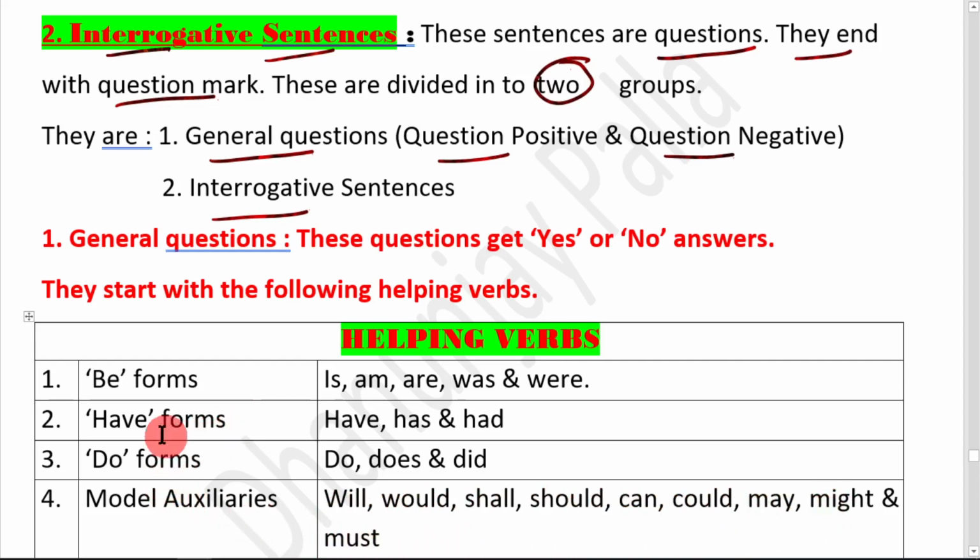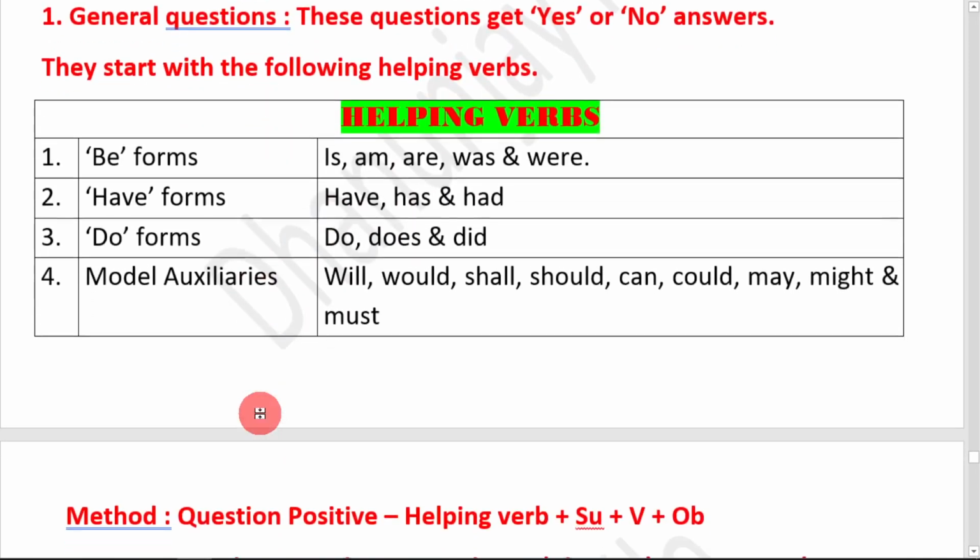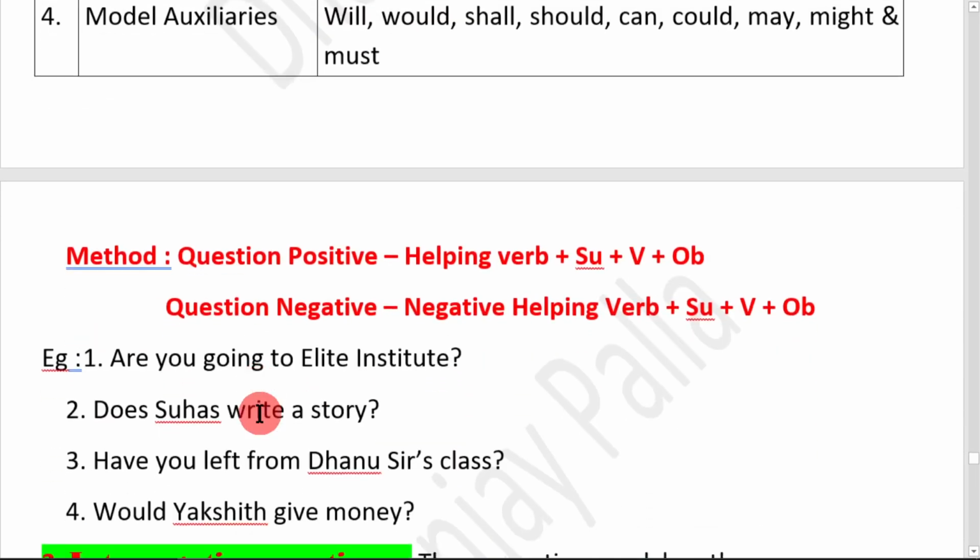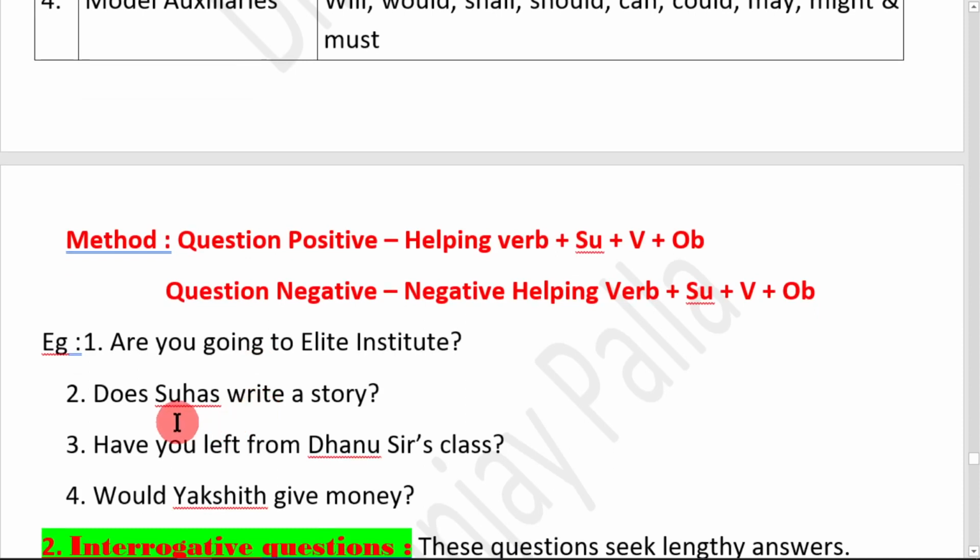Okay, a sentence beginning with these helping verbs is called a general question. At the same time, we call this question positive sentence and question negative sentence. Okay, we have to look at the examples now. At the same time, there is a formula also. You can identify very easily with the help of this formula. The positive question formula is helping verb plus subject plus verb plus object. And the question negative sentence formula is negative helping verb plus subject plus verb plus object.